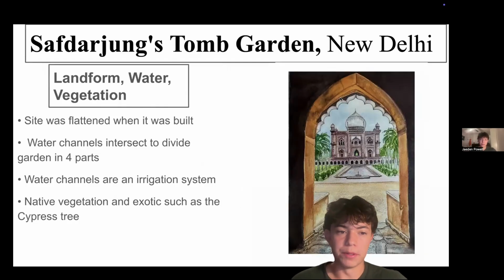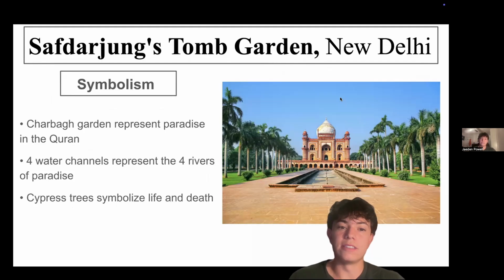At the time of being built, the site was flattened, so the topography was altered, and the water channels intersect at each division of the garden into four parts. The water channels are utilitarian and they are an irrigation system. There's a lot of native vegetation that was incorporated in this garden, but also some exotic ones, such as the cypress tree, which I'll talk about more on the next slide, with symbolism.